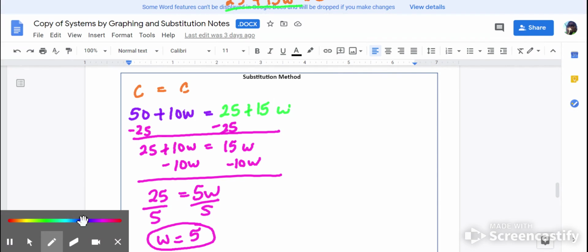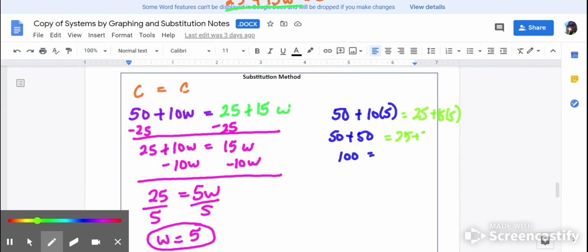And if I want to know what that price would be, I would simply plug it in. So I'm going to plug it in to the left side, 50 plus 10 times 5. So that gives me 50 plus 50, which is 100. And if I know this is correct, it'll be true for the other side as well. So 25 plus 15 times 5, which will give me 25 plus 75, because 15 times 5 is 75. And I do get 100 equals 100. We can find that to be true.